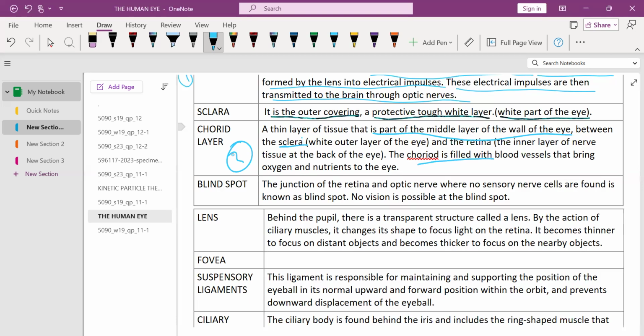The choroid layer is filled with blood vessels that bring oxygen and nutrients to the eye. So the function of the choroid layer is to bring oxygen and nutrients to the eye, as it contains blood vessels.